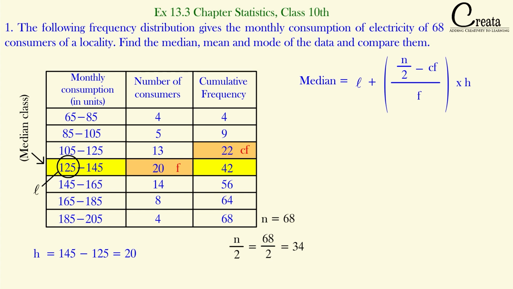We got all the components of the formula. Let's put it into the formula and solve it. On solving, we got the median as 137. Note that 137 is in the range of 125 to 145, so our understanding and the answer is correct. The median is 137. Got it? We got one part of the question.